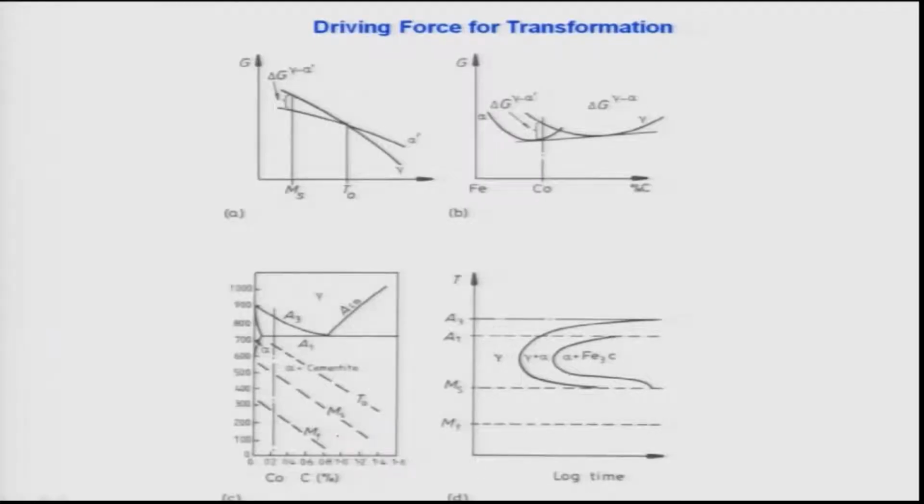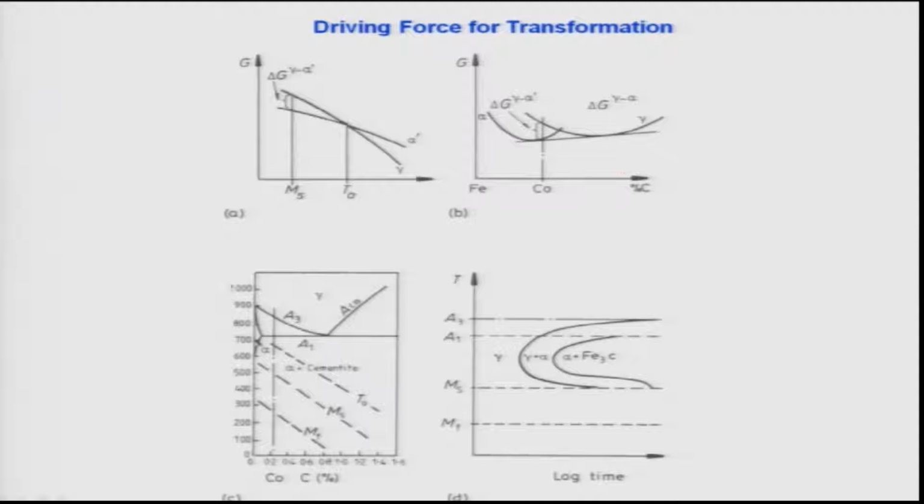And one of the ploys people use in the industry to avoid retained austenite is to quench many times, so that the austenite can be further reduced in the martensitic steels. Okay, so what is the exact driving force? That is shown on the figure B.